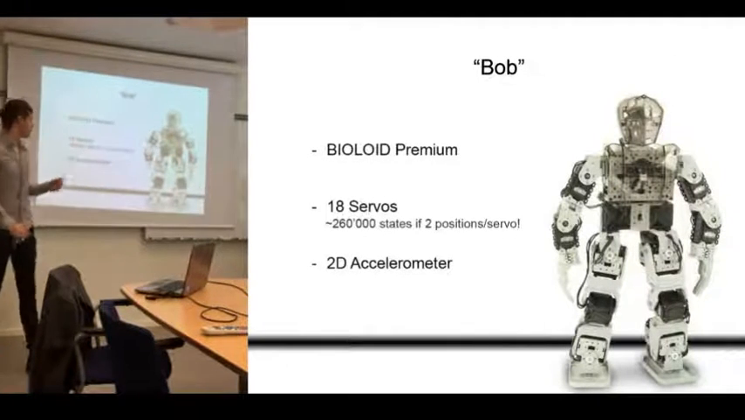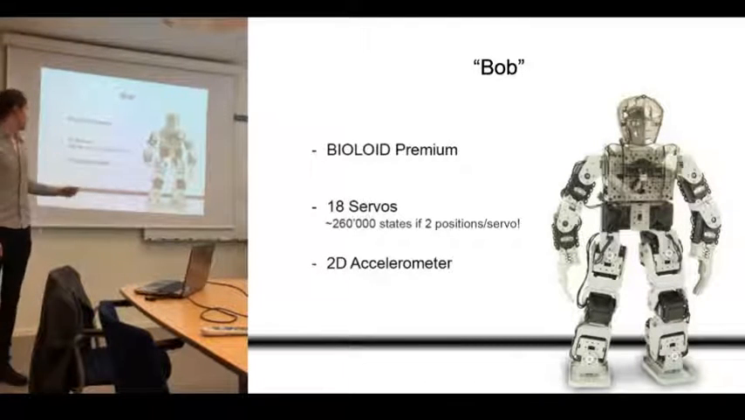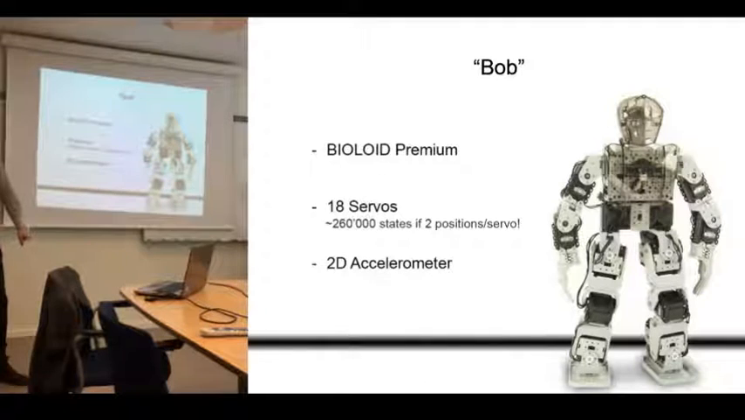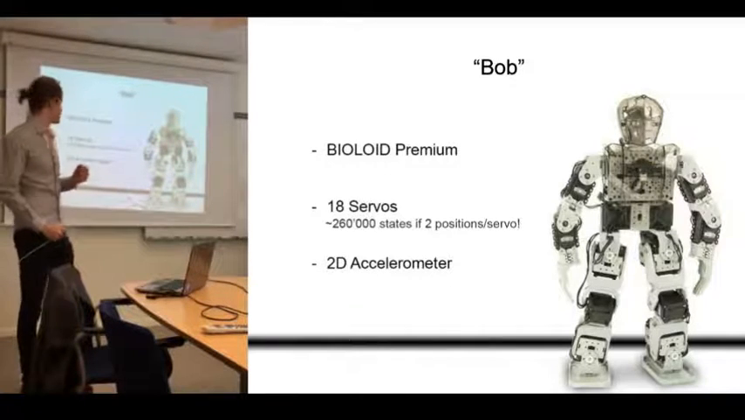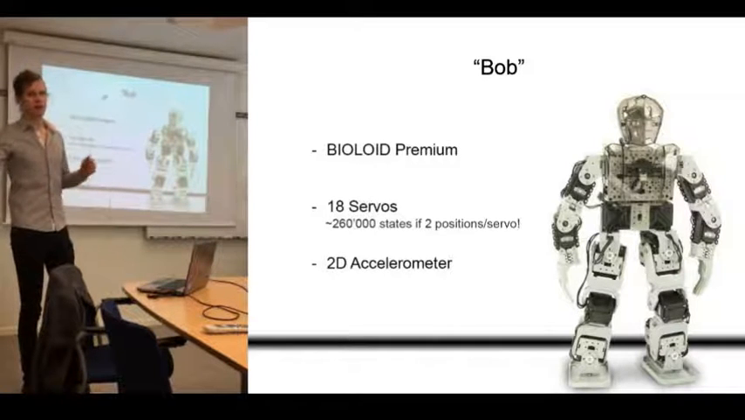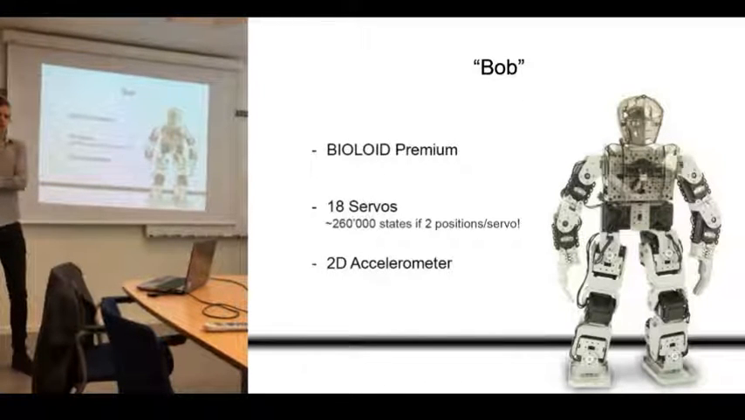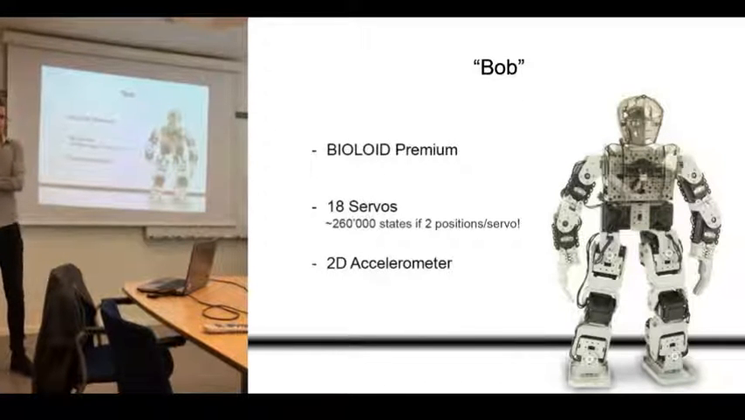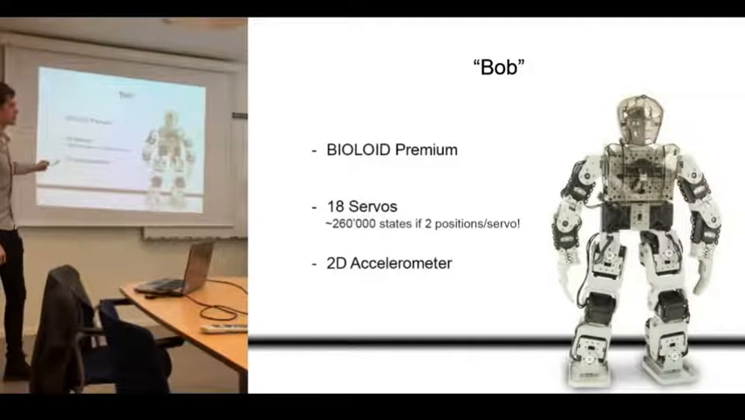Meet Bob, my Bioloid premium robot, sitting over there right now. He has 18 servos, and if we would do the classical implementation of trying to capture all the possible postures it could have, let's say we just allowed each servo, each joint, to just have 2 different settings. If we would do that with 18 servos, we would have 260,000 states.